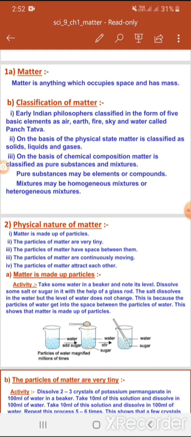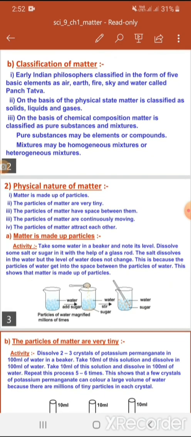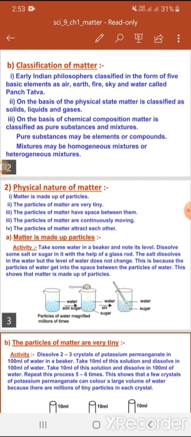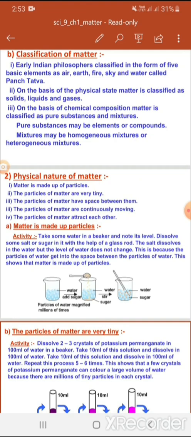So first let's classify the matter. As you know, in early times Indian philosophers used to classify it in the form of 5 basic elements such as air, earth, fire, sky and water, which they used to call Panch Tattva. Here air means Hawa, earth means Zameen, fire means Agni, sky means Akash and water means Jal. Based on these 5 Panch Tattva, they used to classify.